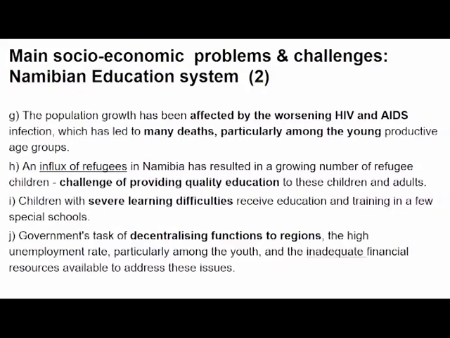There's more. Then we come to the fact that a lot of people are really affected by HIV and AIDS. It has led to many deaths, particularly among our young, productive people. Previously, not as such at the moment, there was also an influx of refugees, and Namibia then had the challenge of also providing quality education to these children and adults. Then we see that children with severe learning difficulties still do not have access to schools. We have very, very few special schools where these people can be trained and educated.